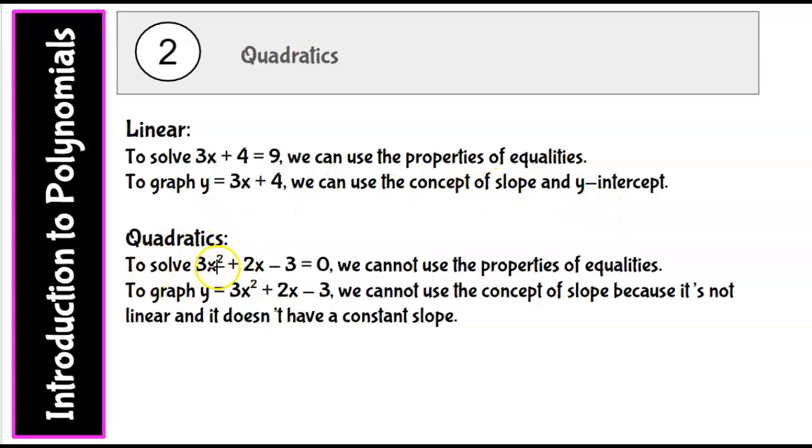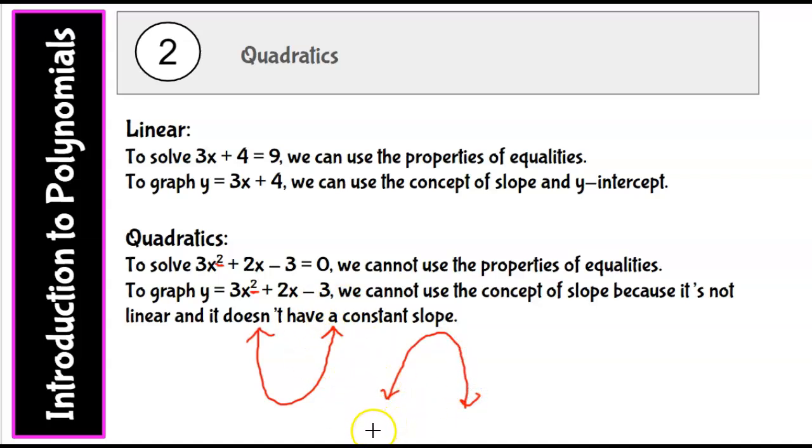With quadratics, when you have an exponent of 2, you can't use the properties of equality. You can sometimes, like if there's not a linear term, you can sort of get away with it, but at the end you're going to have to do the square root. So you really can't use the properties of equality to solve a quadratic. We have to have some other things to solve a quadratic. And to graph a quadratic, you can't use the concept of slope because it's not linear, and so it doesn't have a constant slope. In fact, the graph looks like this. It's a parabola. Or it could be upside down like this. It's a parabola. So it doesn't have constant slope. So we need other methods.